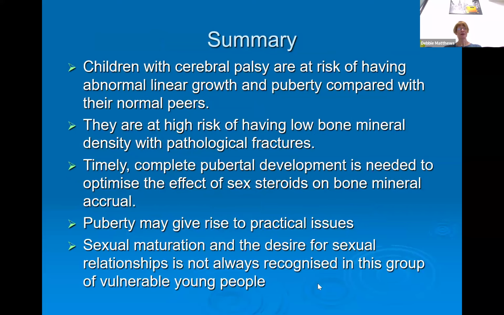So in summary then, children with cerebral palsy are at risk of having abnormal linear growth and puberty compared with their normal peers. They're at risk of having low bone mineral density with pathological fractures, and timely complete pubertal development is needed to optimize the effect of sex steroids on bone mineral accrual. Puberty can give rise to practical issues, as we've seen, and sexual maturation and the desire for sexual relationships is not always recognized in this group of vulnerable young people.